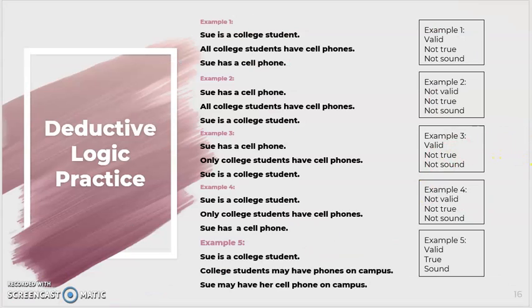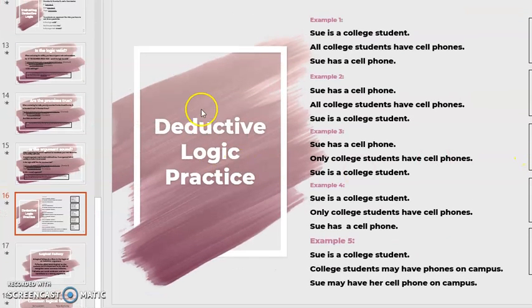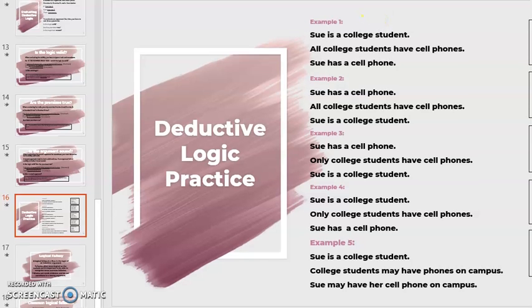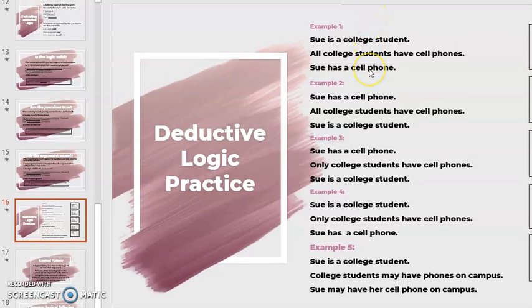So let's look at some examples. I'm going to just move the screen a little bit so that you guys can't see the answers right away. The first one: Sue is a college student. All college students have cell phones. Sue has a cell phone. This is valid because if those premises were true, then the conclusion would be true. If Sue is a college student, and if all college students do have cell phones, then we could reasonably conclude that Sue has a cell phone. So that is valid logic.